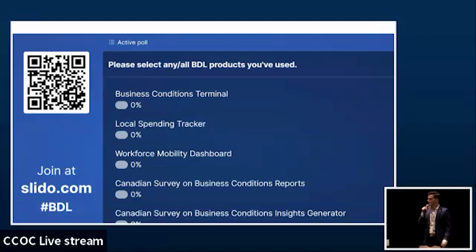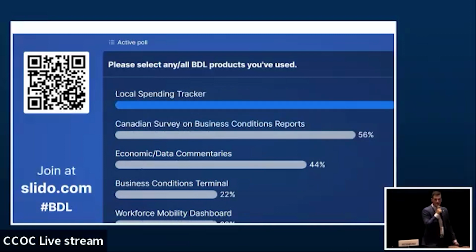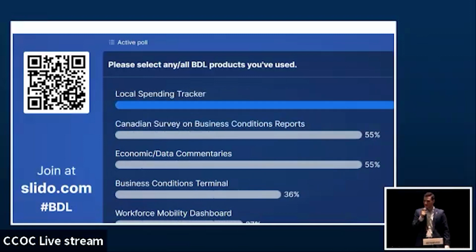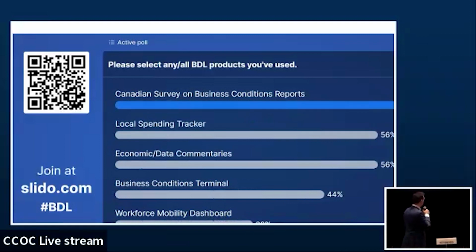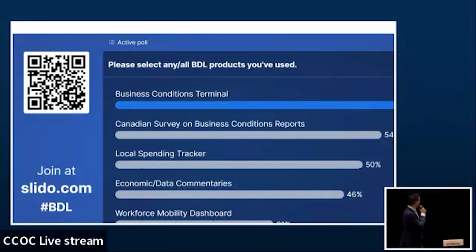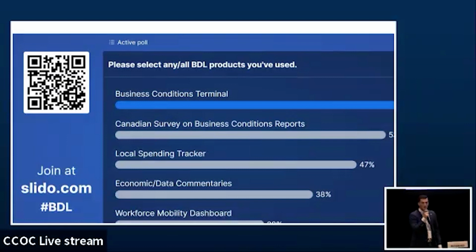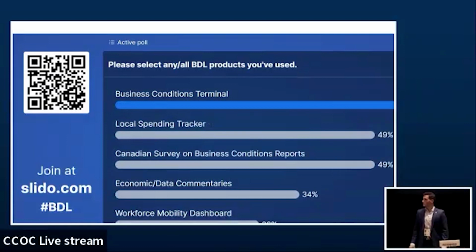Just a little bit of a pulse check on the usage of some of the products. If we could have you vote. Okay, a lot on the reports, survey, spending tracker, some of the commentaries. Thank you. I put a lot of effort into those recently. A lot of economic data coming out. It's actually going off the screen. There are just too many products. Okay, we see a little bit of 50%. Okay, great. We'll give you a couple more seconds. Is everyone almost done? Okay, we'll move on to the next question.